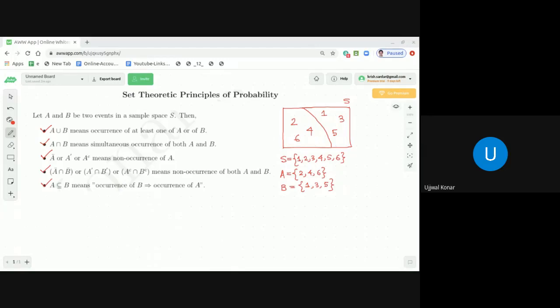For example, we have two events A and B, two events A and B in a sample space S. Now, our set theoretic knowledge will help us to find the probability of A union B. Let us discuss all these things in detail, dear students, so that it will be very clear to you. That is related to the addition rule of probability. So what we are going to discuss now is the addition rule of probability.